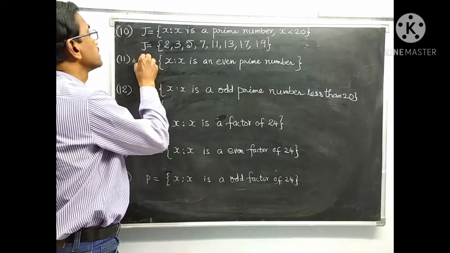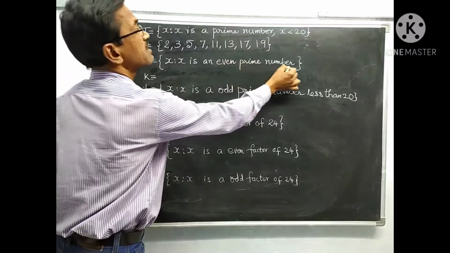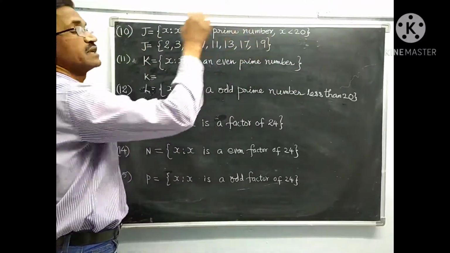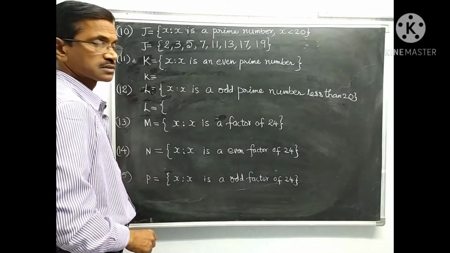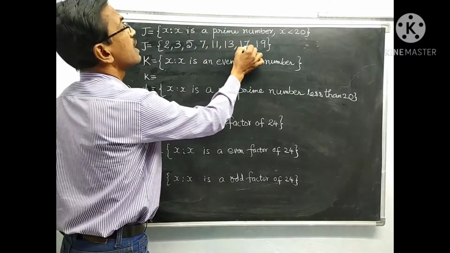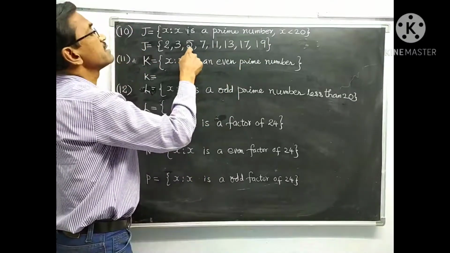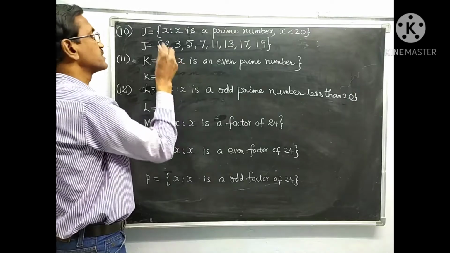In this set, K is equal to {x such that x is an even prime number}. Among all these prime numbers, what is the even prime number? We know that this is the even prime number. All of these are odd prime numbers. These are odd numbers and prime numbers. This is an even number and a prime number.